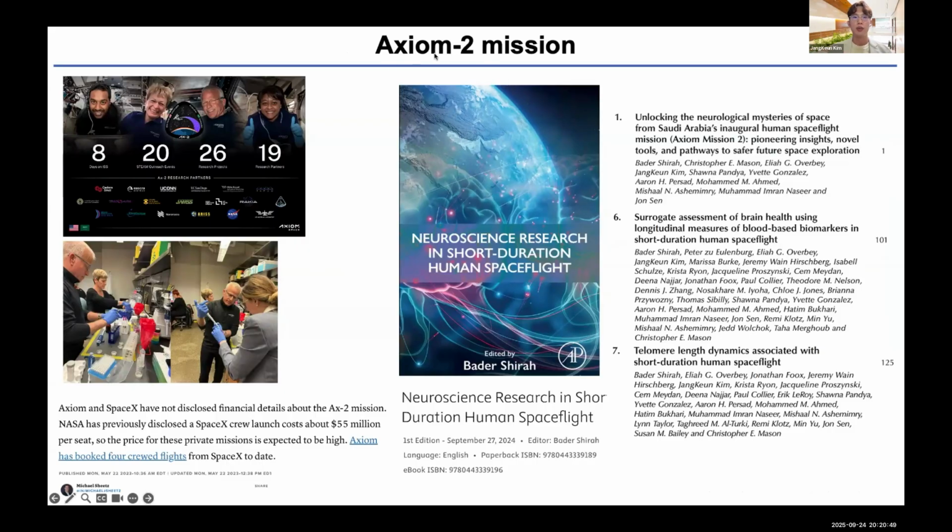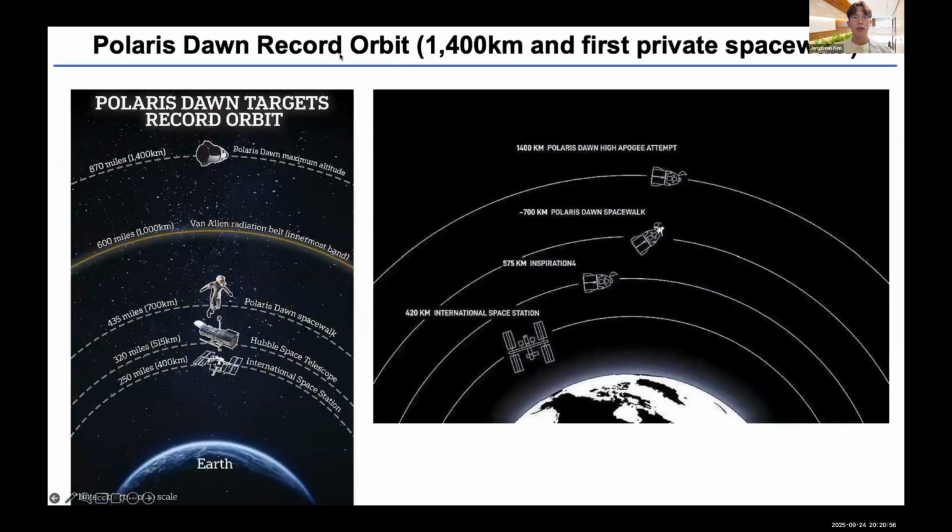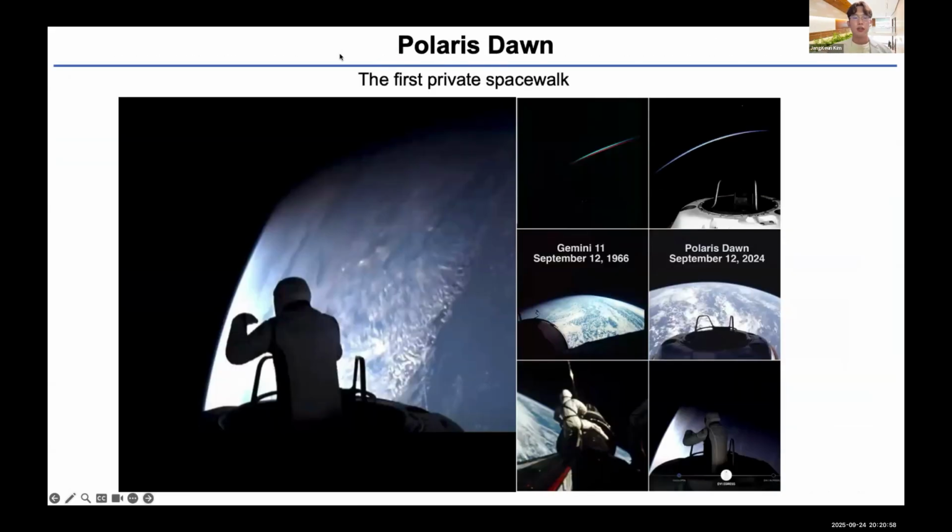So we joined the Axiom 2 mission and published some of the findings as a book, and also joined the Polaris Dawn. I'll not go into the detail.